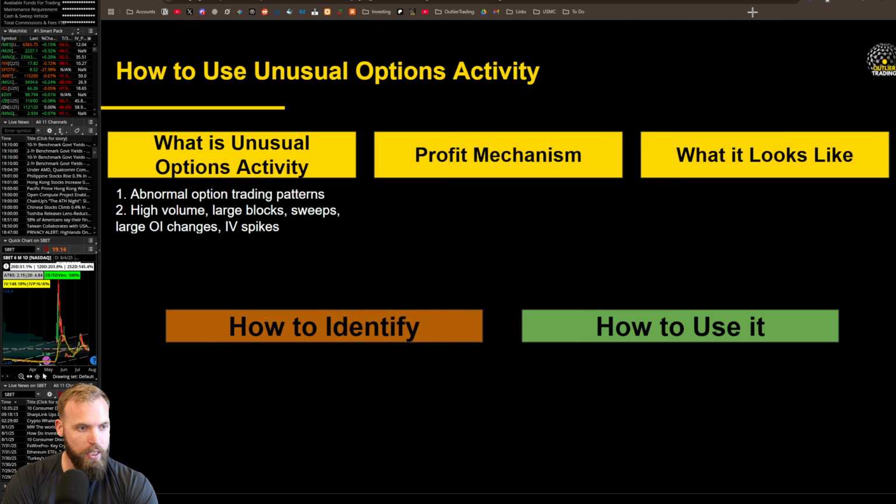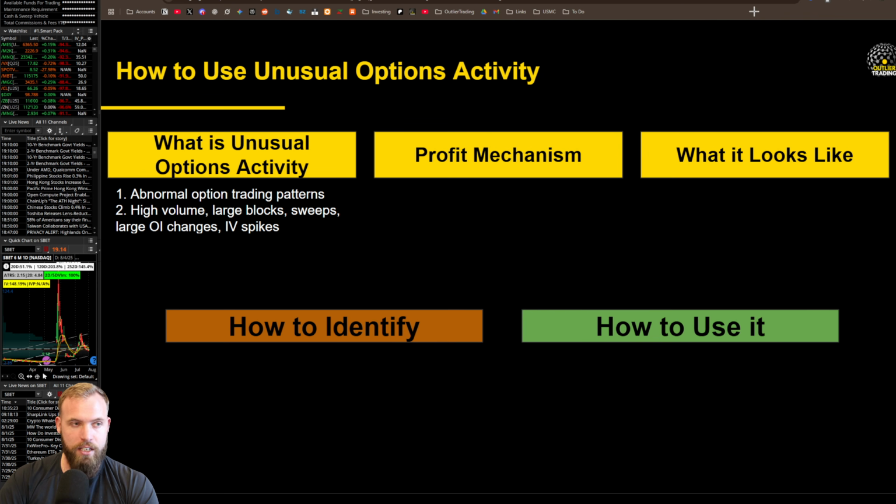So first off, what is unusual options activity? It's really simple. It's when we see abnormal option trading patterns and things like really high volume just as a relative metric, large blocks, sweeps, which are different kinds of trades that are placed on the institutional side typically, really big changes in open interest, IV going off the charts, looking at open interest relative to volume, which we'll take a look at all of these.